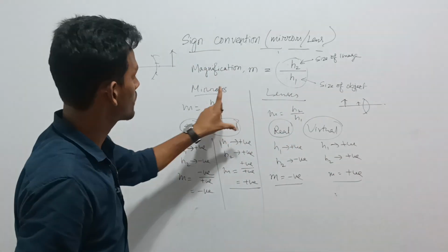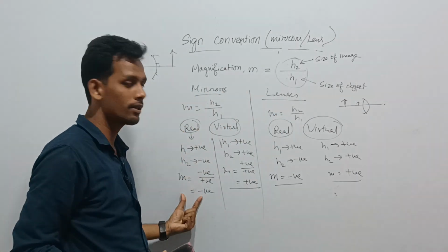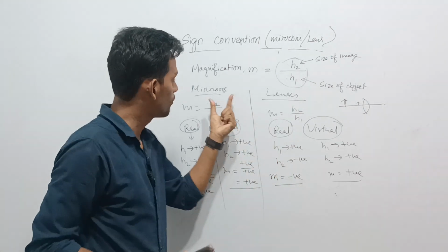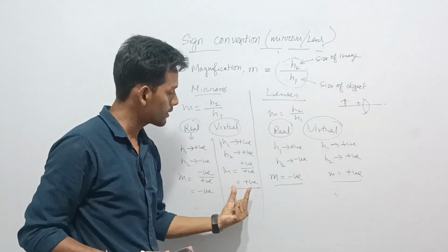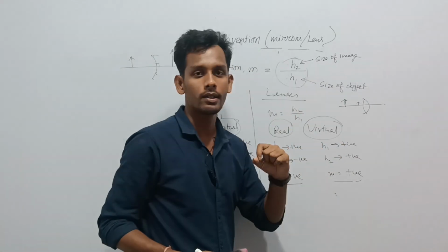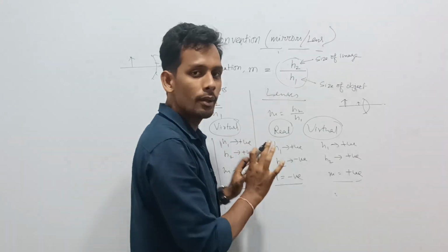So magnification sign is the same for mirror and lens. For a mirror, real image, magnification negative. For a lens, real image, magnification negative. For a mirror, virtual image, magnification positive. For a lens, virtual image, magnification positive. Okay, this is the sign convention.